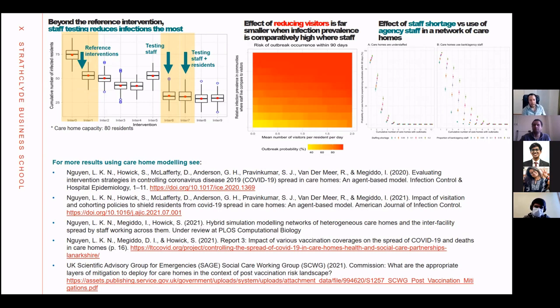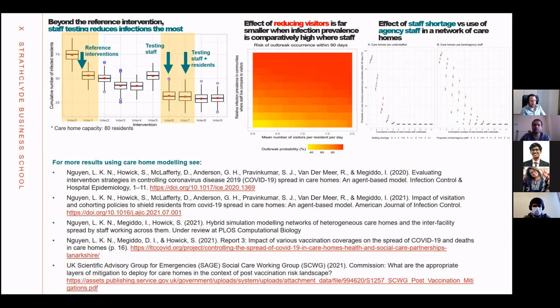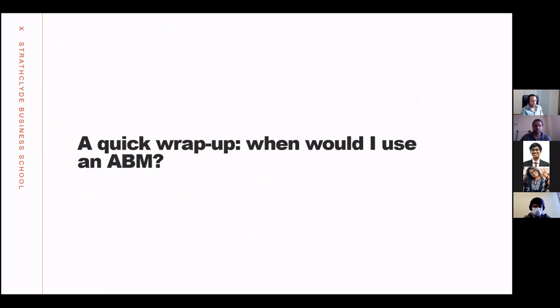And this last figure on the right is from a paper that is not yet published. The other two are published. That one's looking at effective staff shortage versus use of agency staff. So what happens if we replace staff that can't come in, potentially because they have COVID, with agency staff, in terms of transmission across care homes. So those are a few of the results. For both of these, you can take a look at these various papers and reports to see a lot more results looking at different types of questions.